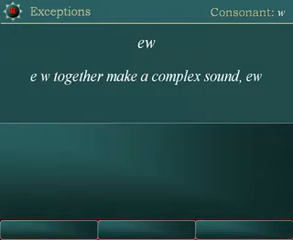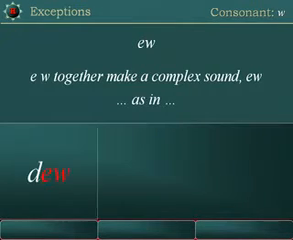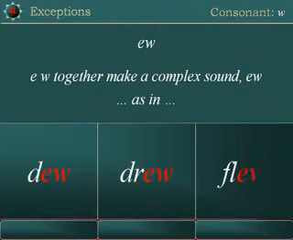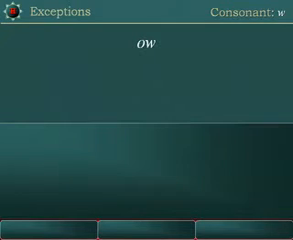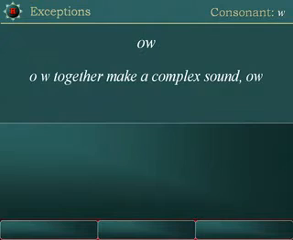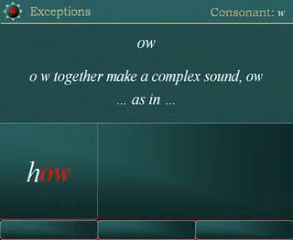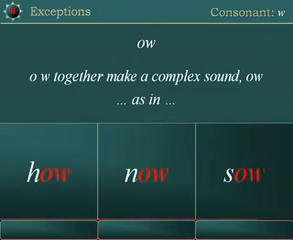E and W together make a complex sound, oo, as in dew, drew, flew. OW. O and W together make a complex sound, ow, as in how, now, sow.